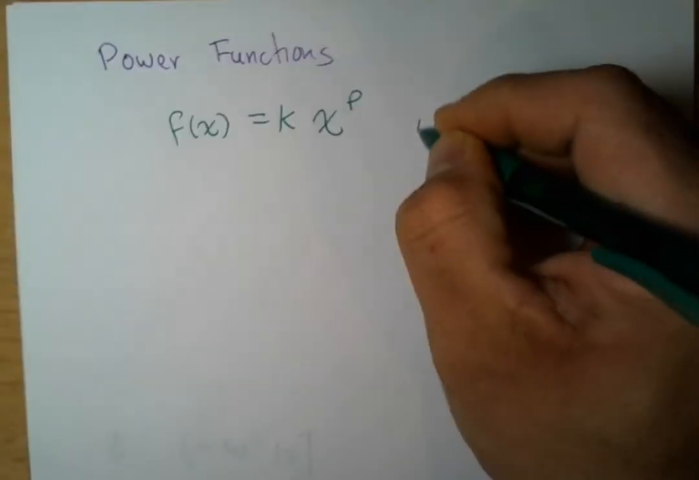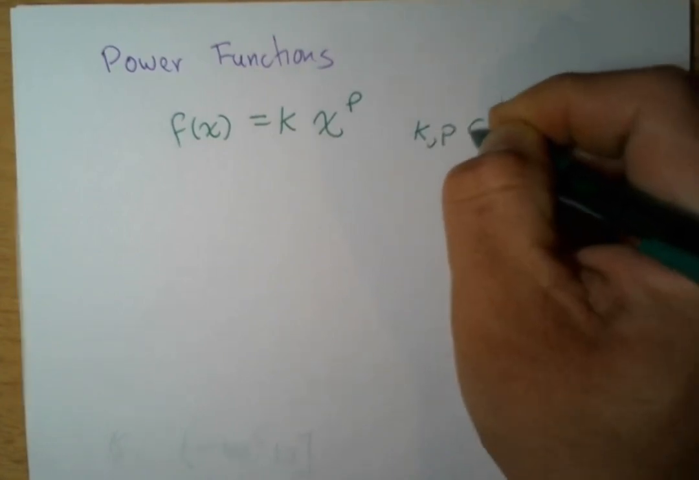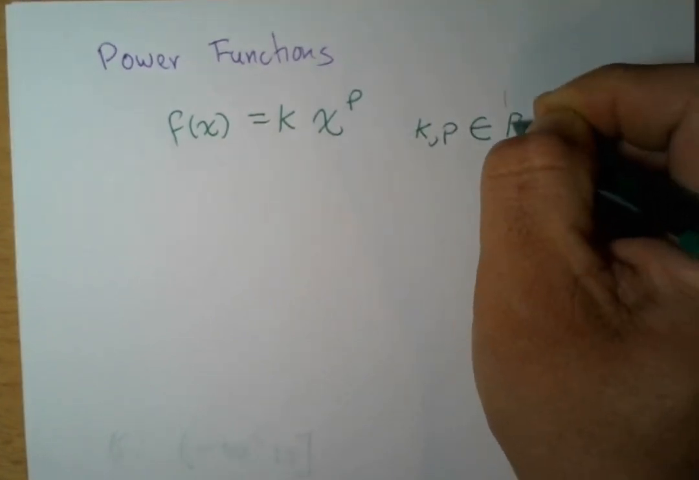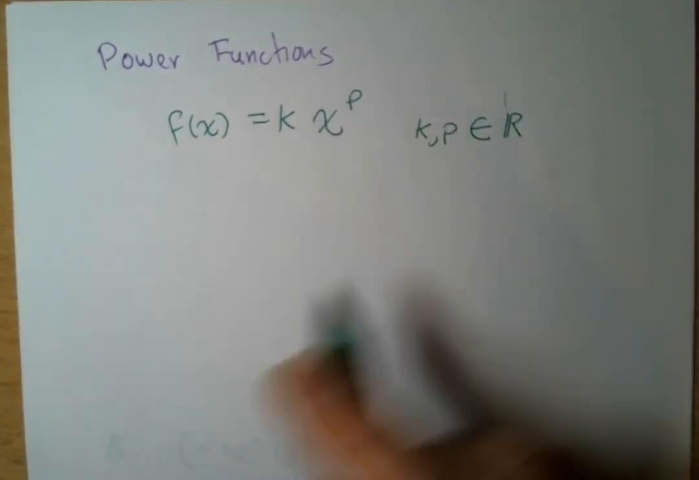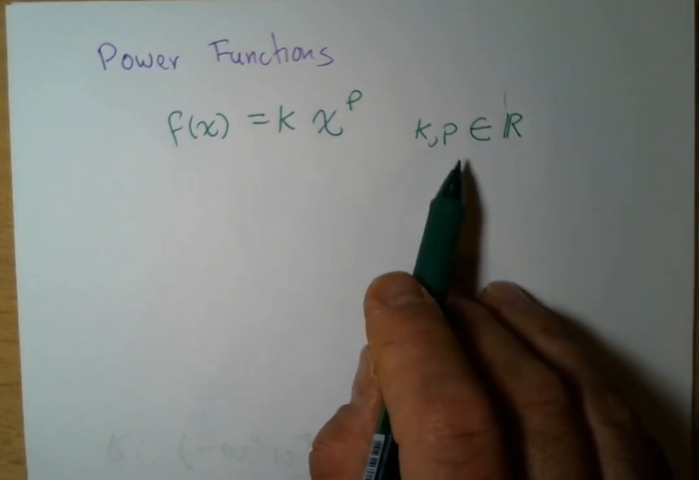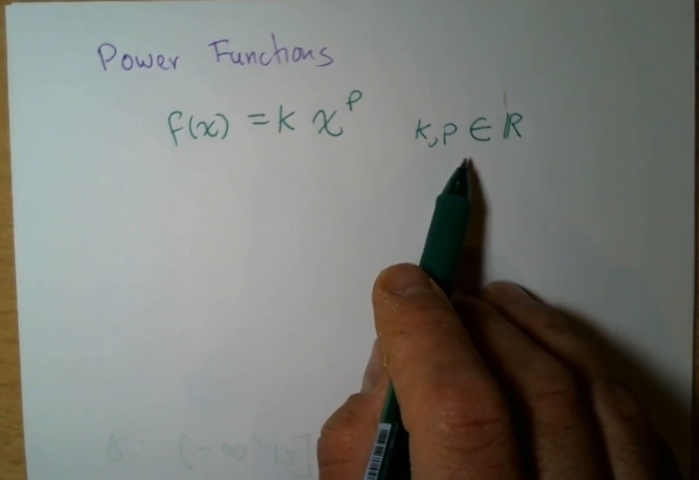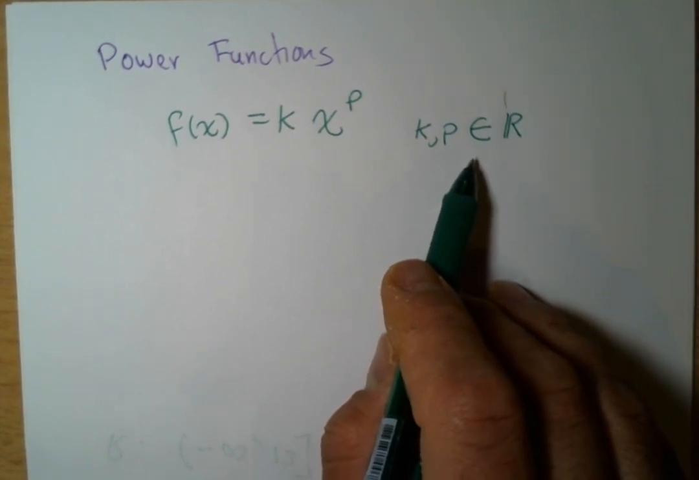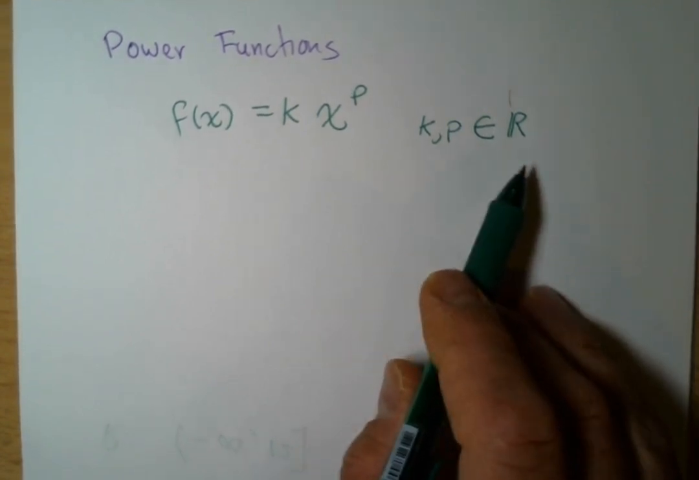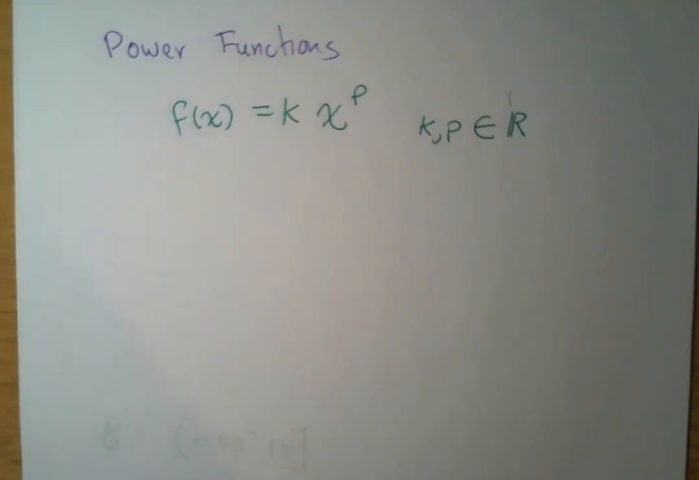Now, for it to be considered a power function, k and p can be any real numbers, right? So there's no restriction on the types. As long as they're part of the real numbers, they can be whatever real numbers they are, and that'll still satisfy our power function definition. So that's a wide range of functions.